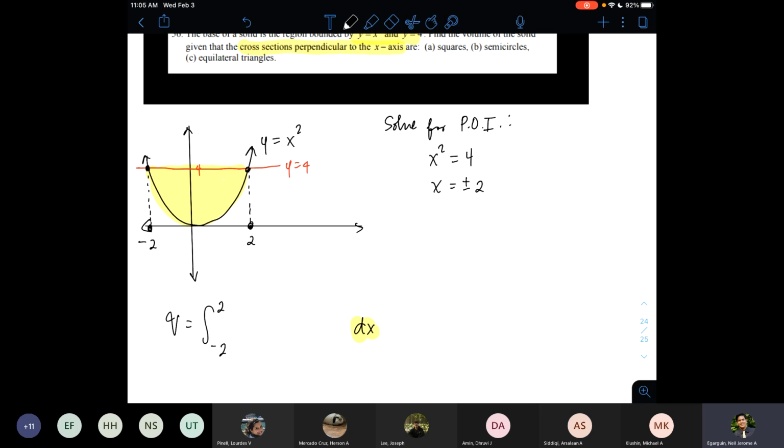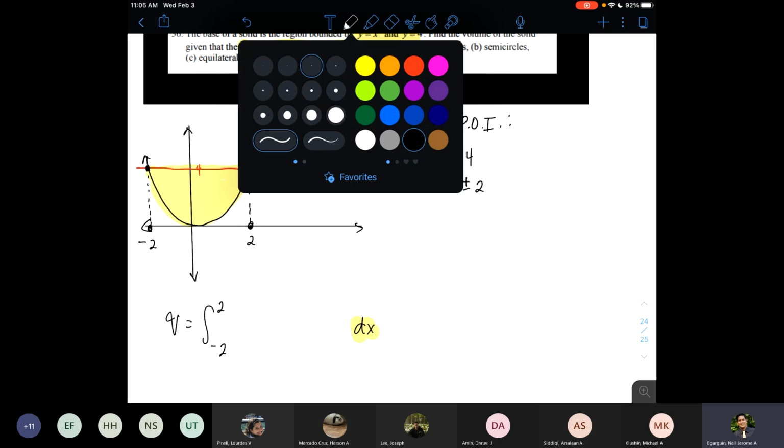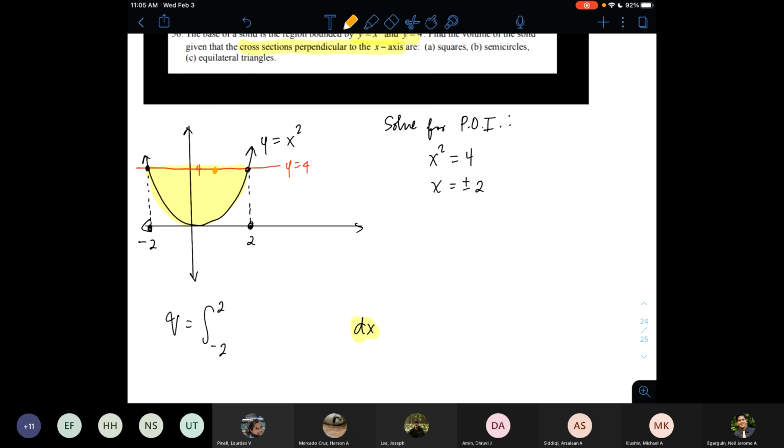And then the next thing is look at the cross sections. Imagine how the cross sections look like. Well, the cross sections are perpendicular to the x-axis, so they make a 90-degree angle with the x-axis. So therefore, cross sections look like this. Okay, they will be sitting on top of this region R, and then the shape constructing the solid will be going out of your screens, right?